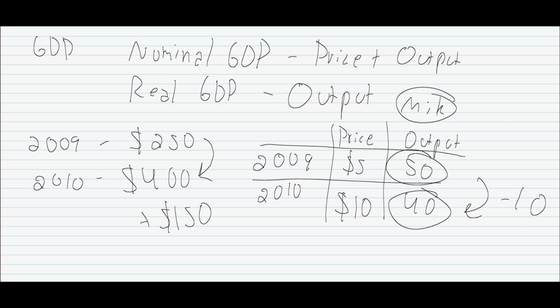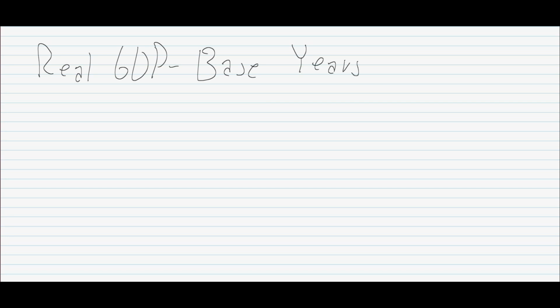We made less milk. It was just more expensive, so nominal GDP made it look like our economy got better when it actually got worse. So that's why most economists use the real GDP. Real GDP uses something called base years to calculate the GDP. Base years mean you choose the price of that product in a certain year and use that to calculate the GDP for all years. So, the 2009 price of milk was $5. That's our base price.